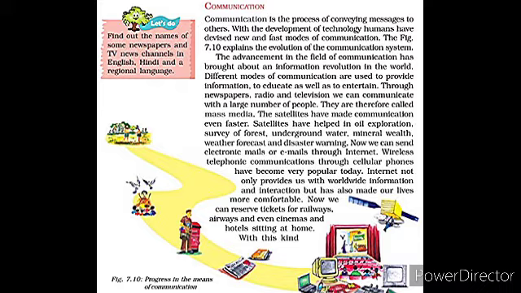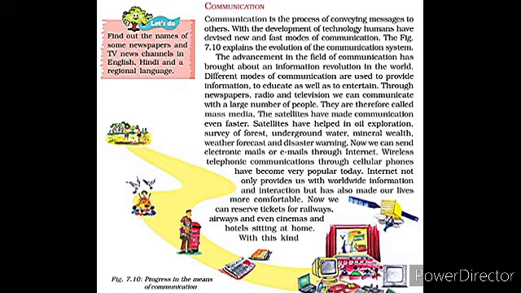A figure is given here, figure 7.10, in which progress in the means of communication is shown. First, if someone is talking with another person, he or she is conveying a message directly to that particular person. After some time, some people used pigeons or other animals to communicate with a person who is far away or living in a distant place. After that, we used to post letters, then newspapers, and now in today's time there are a lot of things for communication, like television, phones, mobile phones, computers. So all these things are means of communication.